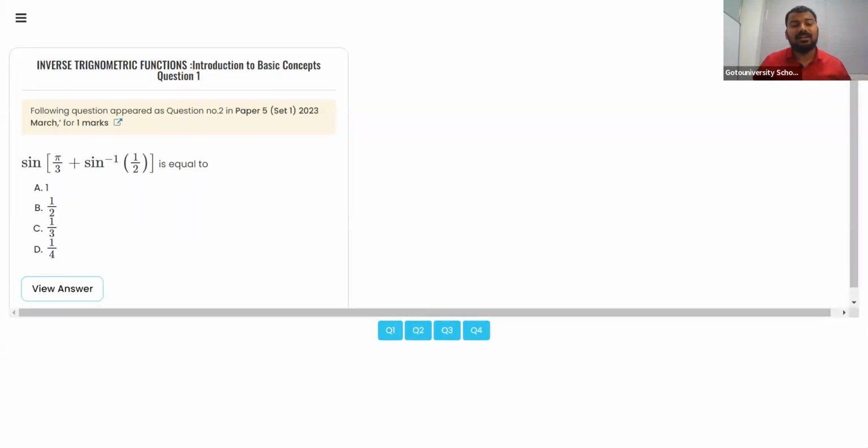This uses the basic principles of inverse trigonometry. Sine of pi by 3, I'll keep this pi by 3 as it is, plus sine inverse of half. I'll solve the sine inverse first. For what value of sine will you get half? We know that sin 30 is half, and 30 is nothing but pi by 6. So I can write this as sine of pi by 3 plus pi by 6. You can get some other values as well, but always remember the principal value is most important.